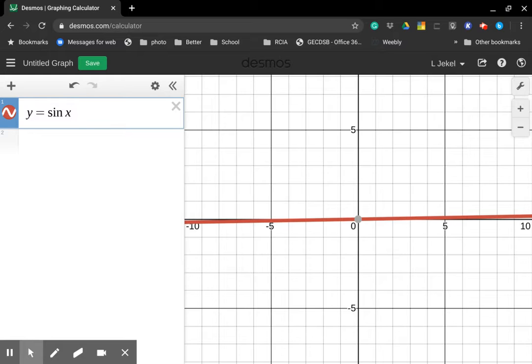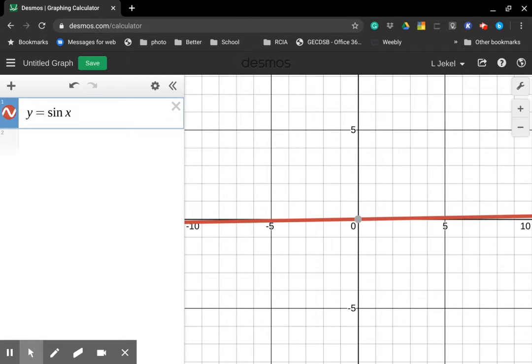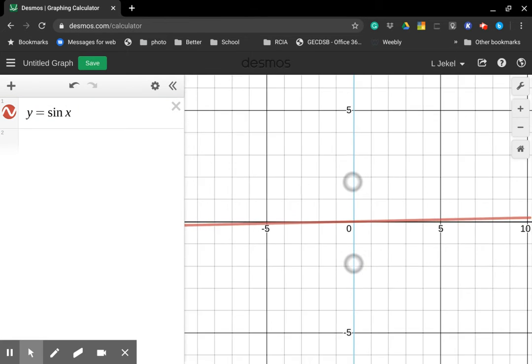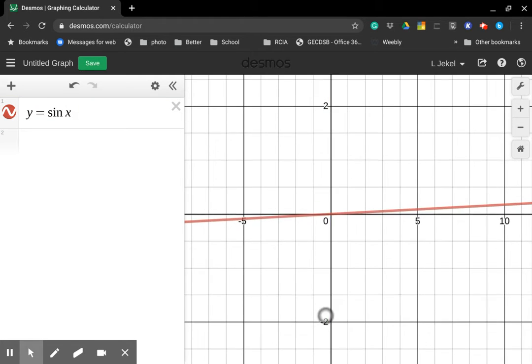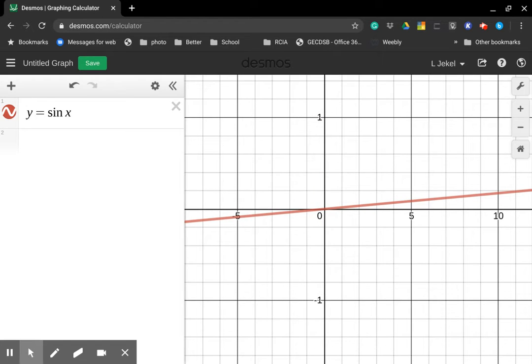So use your fingers if you have a touch screen, or you're going to have to go to the graph settings here and change your y and x-axis scale. But on a touch screen, you put your fingers on the vertical axis, the y-axis, two fingers, and then stretch out. And you'll see the scale change, and you can see that the graph isn't actually horizontal.